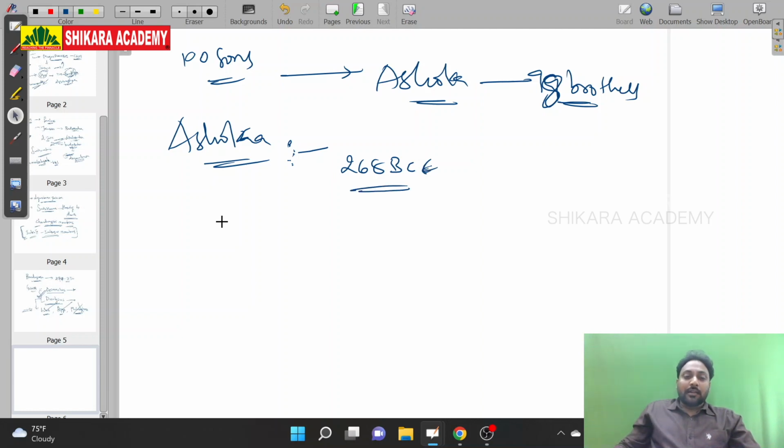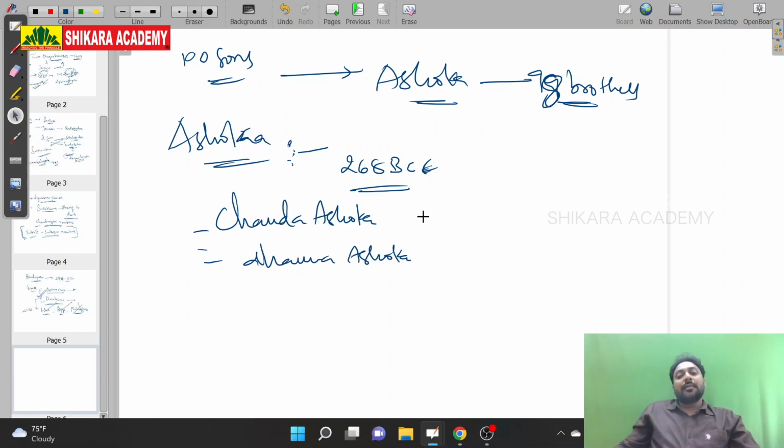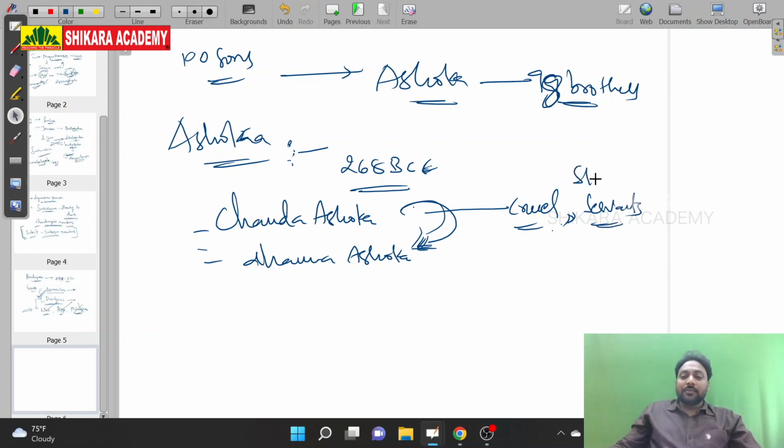Initially Ashoka is called Chanda Ashoka. Later, he is called Dhamma Ashoka. The transformation of Ashoka from Chanda Ashoka to Dhamma Ashoka is amazing, the most tremendous transformation. When he was Chanda Ashoka, he was very cruel in nature. He killed so many people, servants, slaves. He made so many war criminals into slaves and servants.